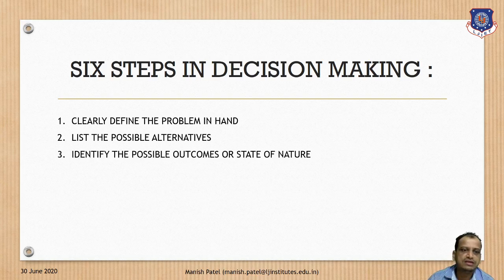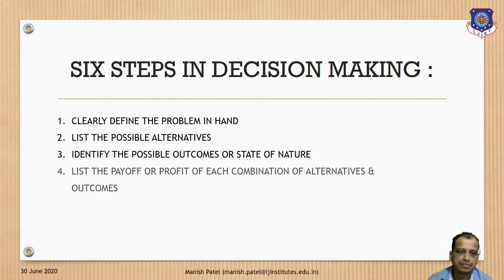Now you will also identify the possible outcomes or states of nature. After defining the problem and alternatives, you will find out the possible outcomes, based on the states of nature. Now with the help of these outcomes and states of nature, you will find the payoff, which is nothing but the expected payoff. Clear? With the combination of alternatives and outcomes, you will get the payoff matrix.